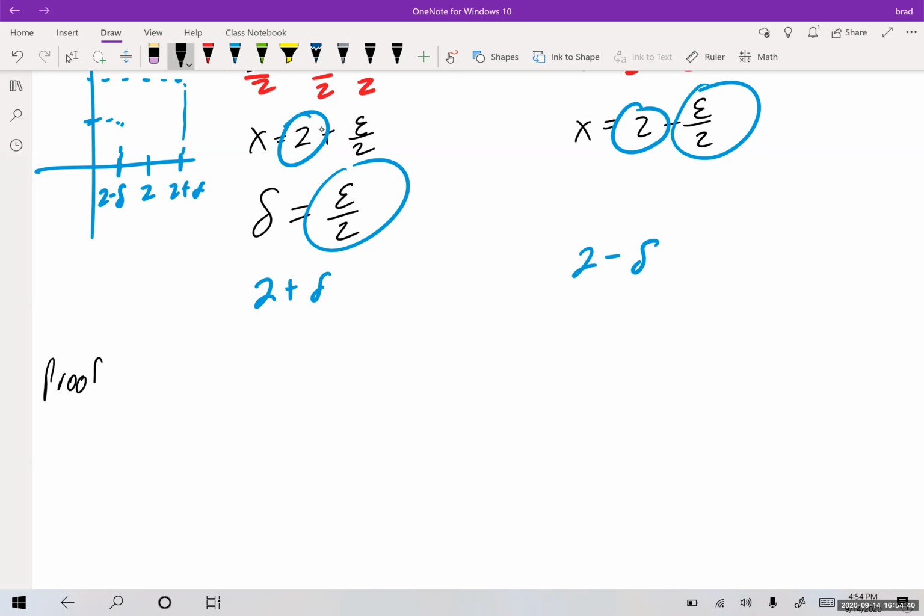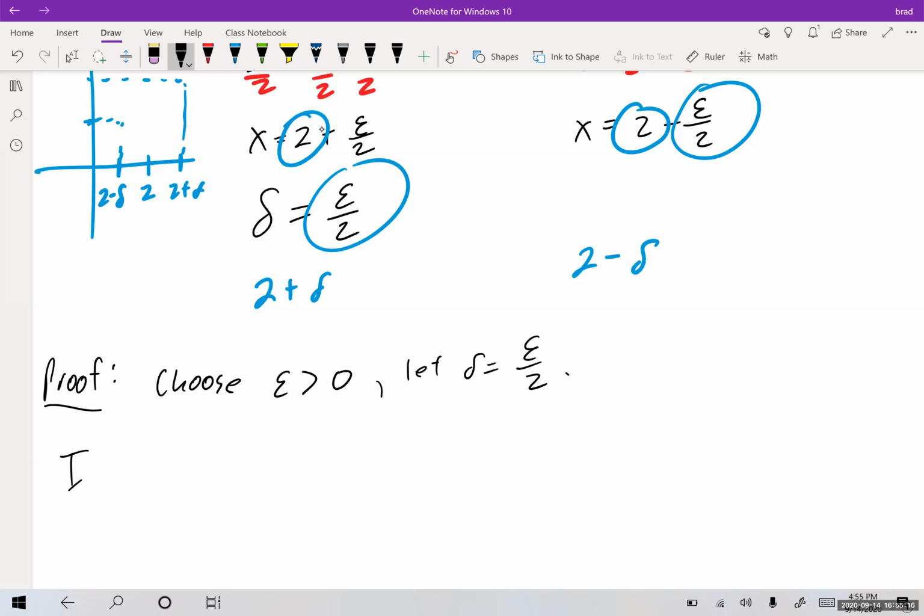So proof, okay? What we've done here is all we've done is we found what delta needs to be to make this work. Here's the actual mathematical proof. This will be hard to show if you're doing online homework, but this is the idea behind it, okay? So we're going to choose epsilon greater than 0. And again, that means it could be anything, as long as it's positive. And we're going to let delta equal epsilon over 2, right?